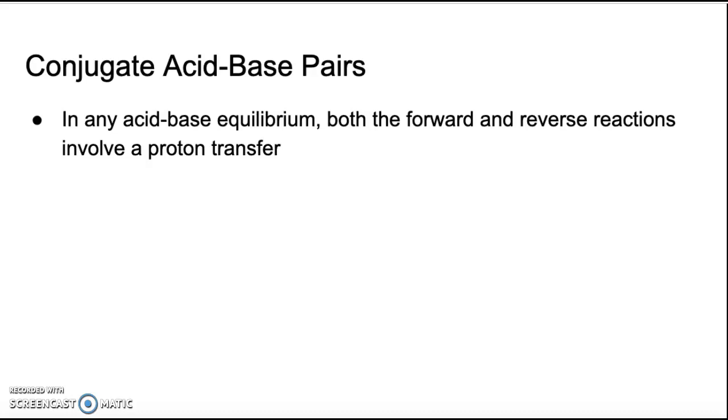When we think about an acid-base equilibrium, we have to remember that both the forward and reverse reactions are happening, and both of them are going to involve a proton transfer. And so what happens is that your acid in the forward reaction is going to become a base in the reverse reaction. So let's take a look at an example of this. So let's say we have just some acid here, HX, and we add it to water. HX, our acid, will donate a proton to the water.